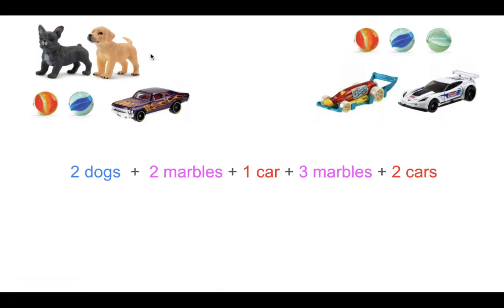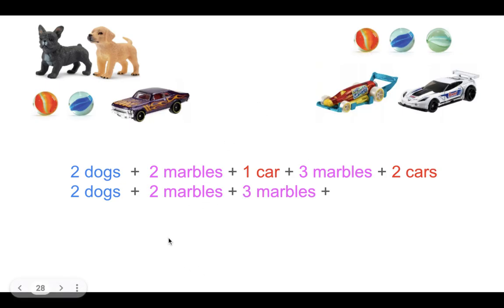Well, I notice that there's only dogs on the left side, so I just have my 2 dogs. But I do notice that I have my 2 marbles on the left side and my 3 marbles on the right side. Here they are. So I'm going to put those together. I have 2 marbles and 3 marbles. I have 1 car on the left side and 2 cars on the right side. Now we're going to simplify this by combining our like terms.